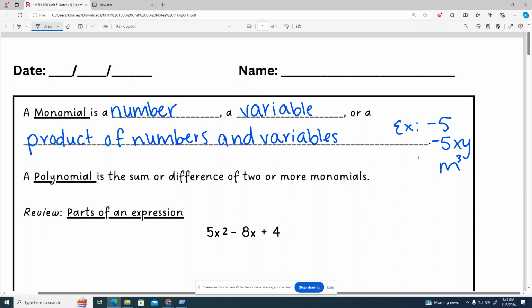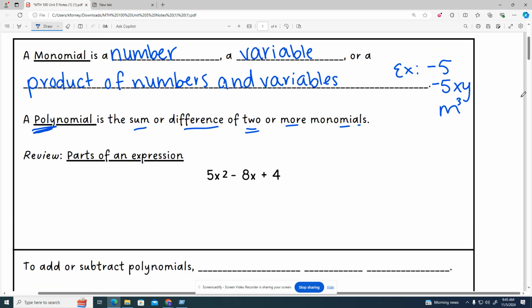Now, a polynomial is the sum or difference of two or more monomials. So a polynomial is going to have monomials, and it's going to have addition or subtraction throughout. Okay? So, parts of an expression. We have different terms. In this case, we have 3 terms, 3 monomials. So our monomials here are 5x squared, -8x, and 4.